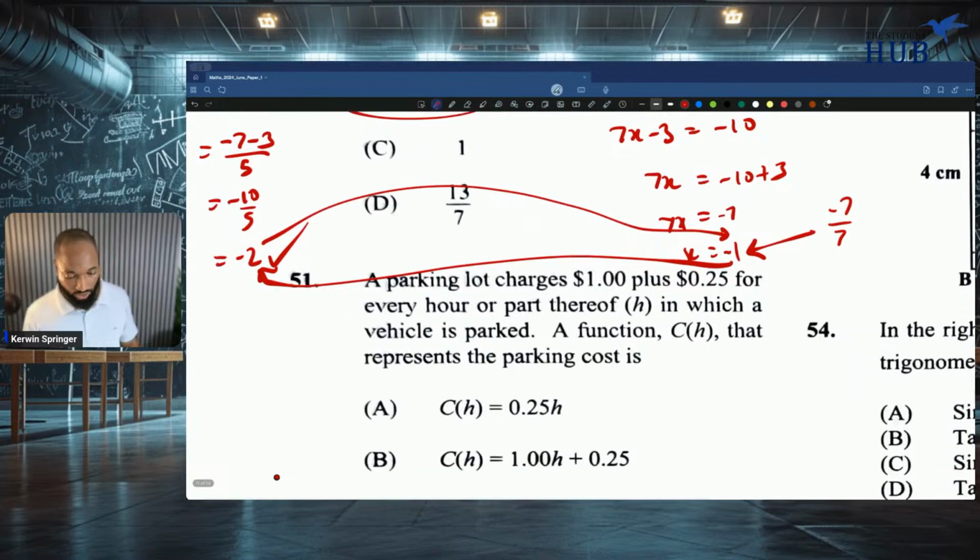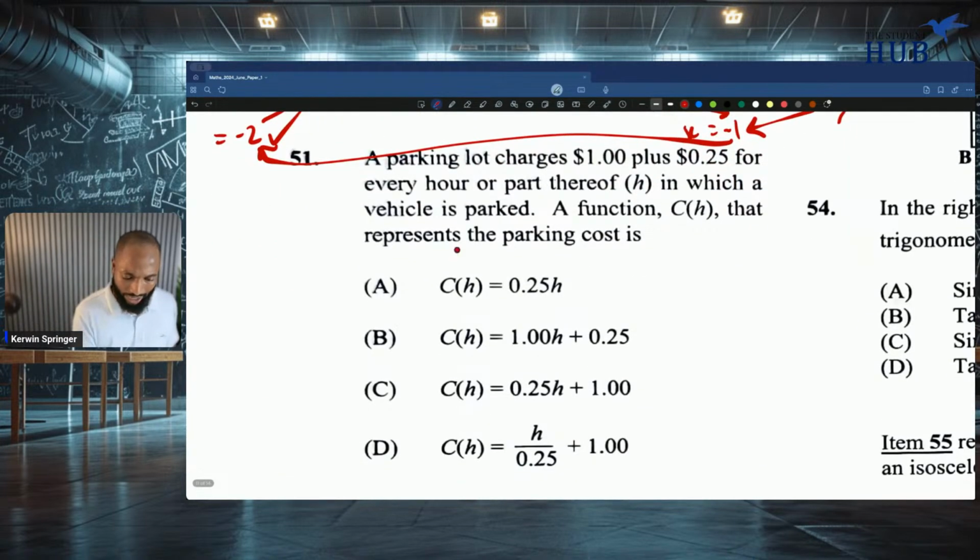A parking lot charges $1 plus... Why are we back to consumer arithmetic? I thought I missed you already. Oh, it's a function question. A parking lot charges $1 plus 25 cents every hour or part thereof in which a vehicle is parked.